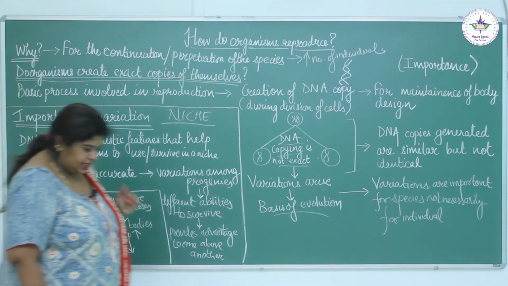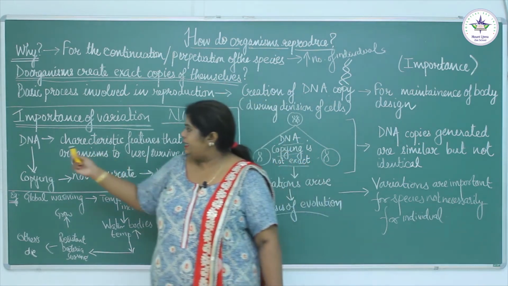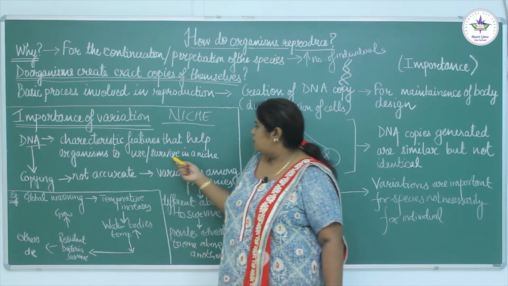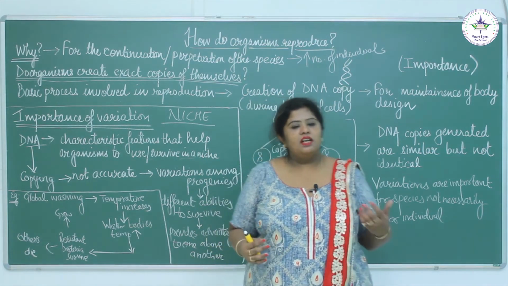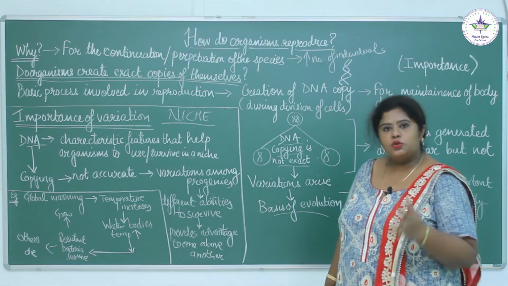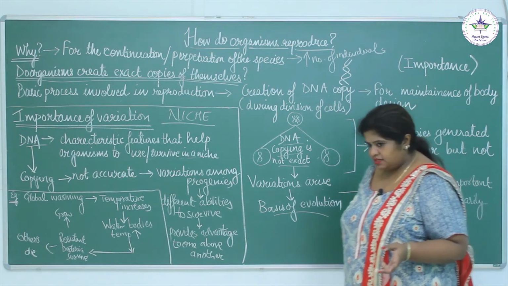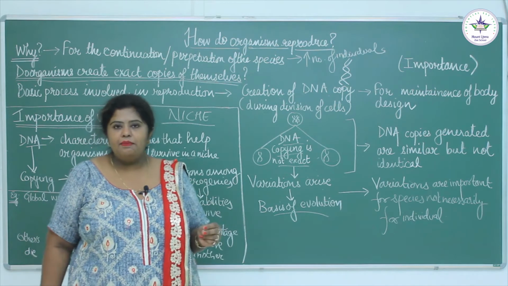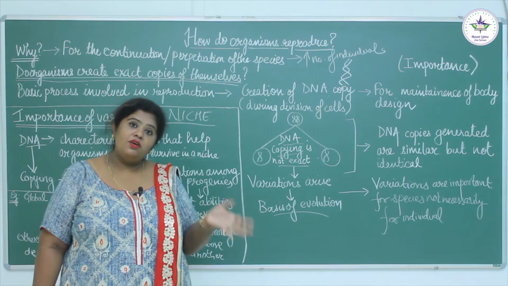So now understand the importance of variation. We know that DNA is responsible for the characteristic features that help an organism to use or survive in a niche. I will just explain it with an example. For example, in a class of 40 students, whenever there is a season change, there are 4 to 5 students who always fall sick. They have complaints of running nose and flu every time there is a season change. Why does it happen? The season change is the same for all 40 students, but why do only 4 suffer?